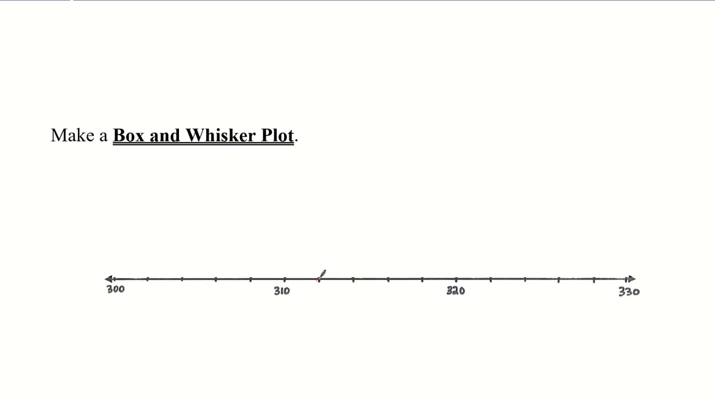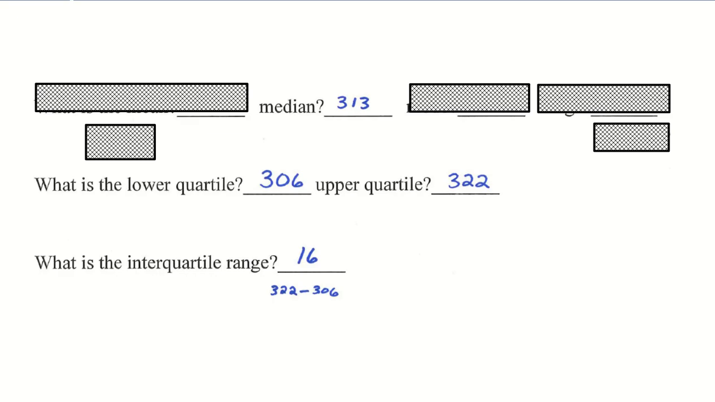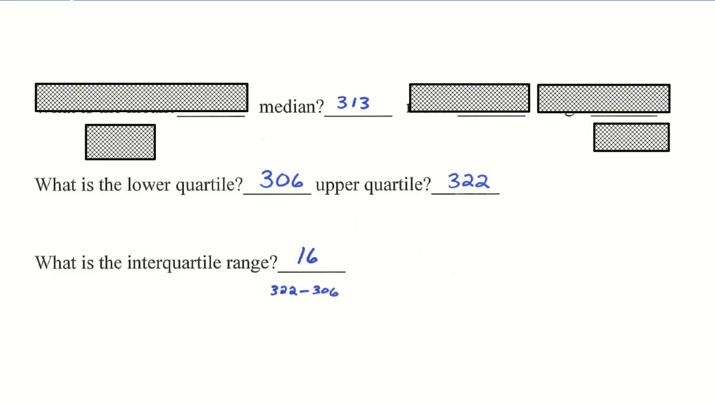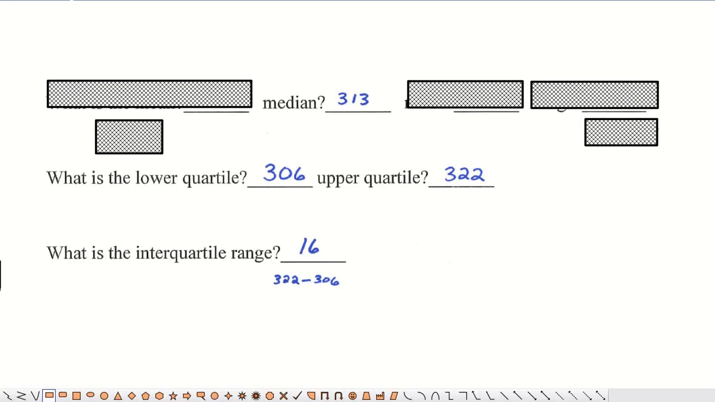I should just go by 2. 2, 4, 6, 8, 10. Okay, so these little marks are going by 2. So 313 should be right here. And then 306, 302, 304, 306. And then 322. So it was 306, 313, and 322. And then first let's actually draw.